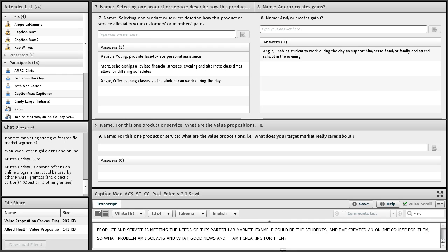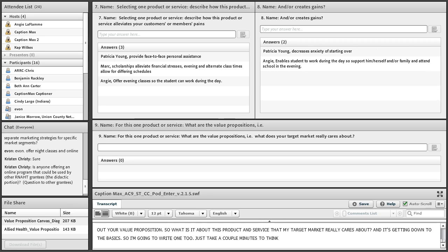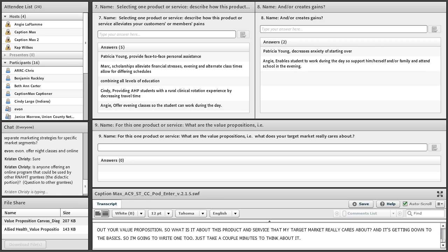So the example could be students, and I've created an online course for them. So what is the problem I'm solving, and what good news am I creating for them? That's the top two boxes. And the box number 9 is literally writing out your value proposition. So what is it about this product and service that my target market really cares about? And it's the getting down to the basics. So I'm going to write one too. Just take a couple minutes to think about it.